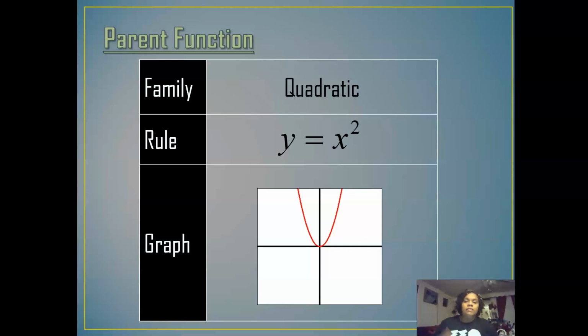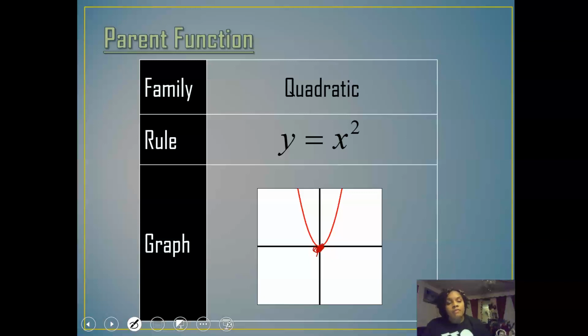So to get us going, the first thing we're going to look at is our quadratic parent function. Parent function meaning this is how it all starts. If you look at this quadratic, you can see that the vertex starts at 0, 0. The vertex is the minimum or the maximum, and that is the point, the vertex of the parent function.